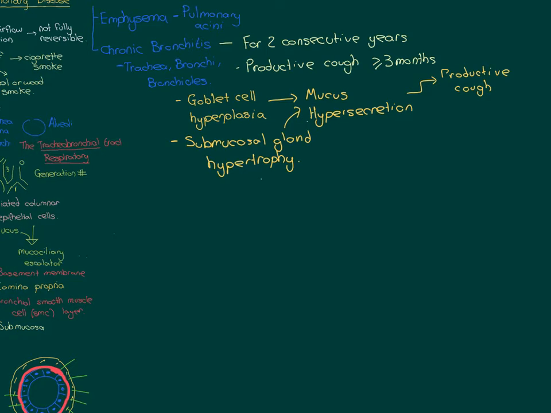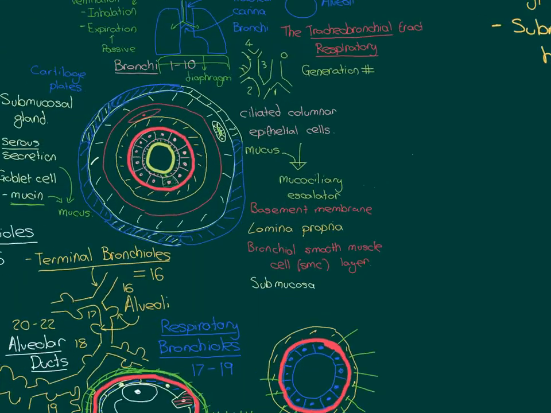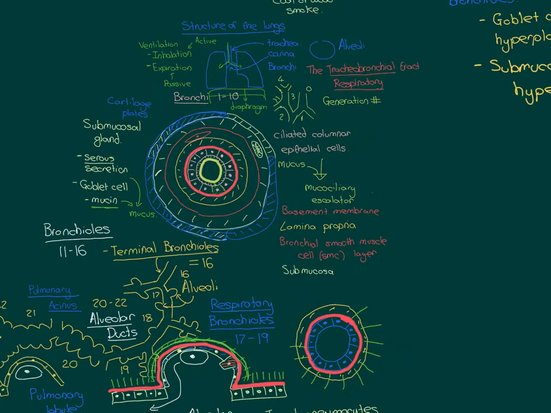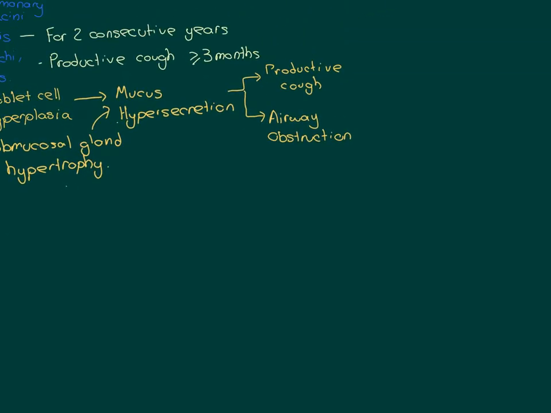The other thing that can occur is that smaller airways can actually get completely obstructed. So you can get smaller airway obstruction. Some of the smaller airways, some of the bronchioles and some of the smaller bronchi, this mucus that they're producing can end up completely clogging up the lumen. So imagine the lumen here now completely clogged up with the mucus, and that can lead to obstruction of that airway.